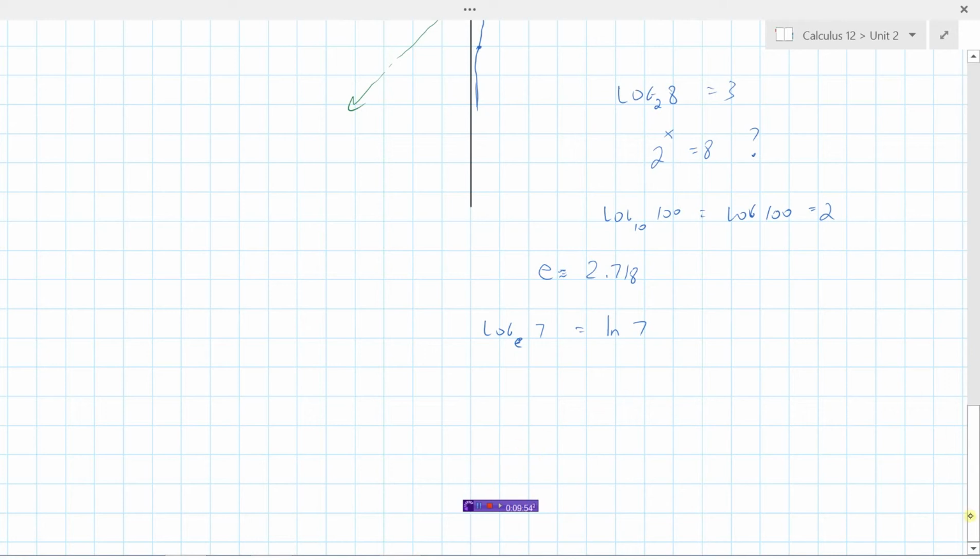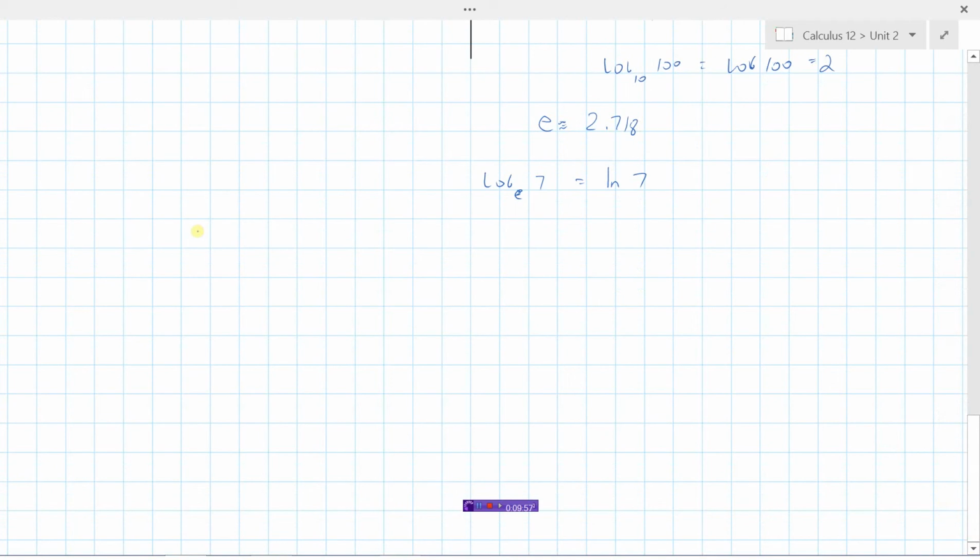We also did a whole pile of log rules, and so it's good to remember those. Log of a times b, remember, is the same thing as log a plus log b. Remember that rule. Log of a divided by b is the same thing as log a minus log b. Log of a to the power of n: if you have an exponent, the exponent can be brought down in front, so that's n times log a.